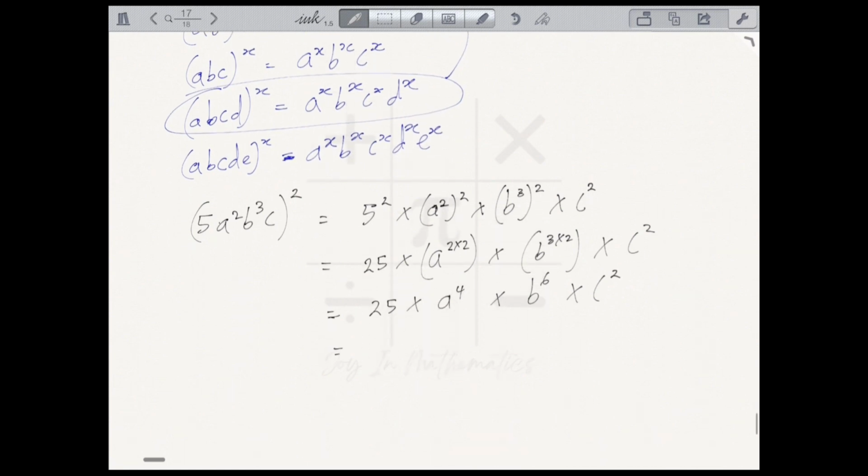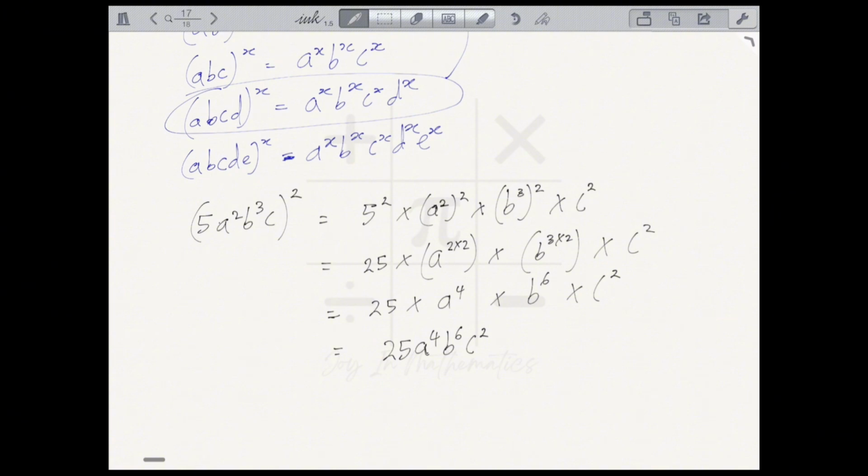Now in essence, combine them all together and we have 25 a raised to the power 4, b raised to the power 6, and c all squared. Now with this, we have been able to establish the fact that indices questions are diverse, and the principles mean that we apply the laws just as they come.